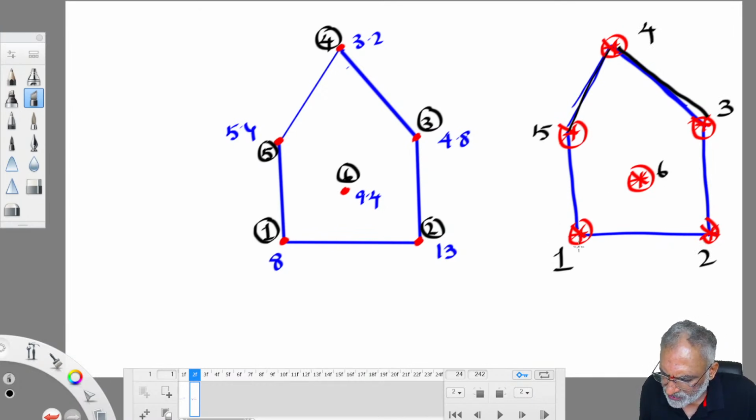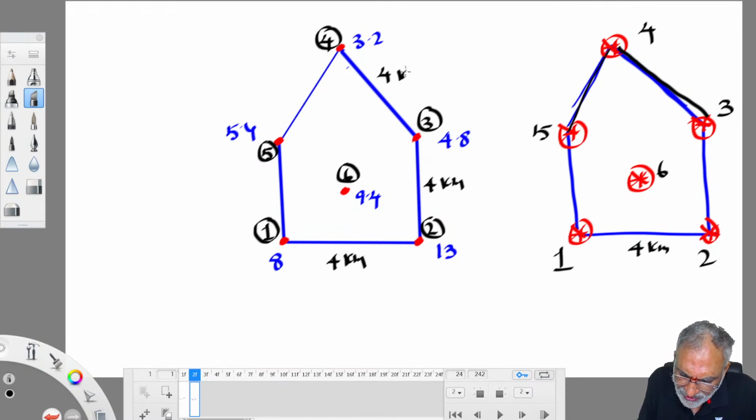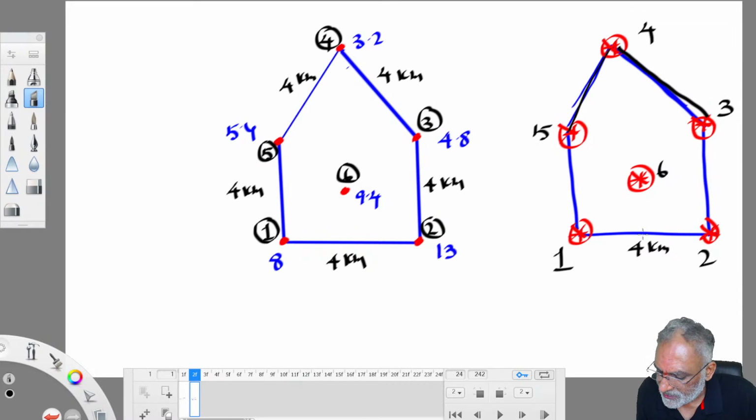For station 1, adjacent rain gauge stations are 5, 2 and 6. Each side is given as 4 kilometers. All sides are equal, and the equilateral triangle also has the same length. All sides are equal, 4 kilometers. So a distance of 4 kilometers or less than 4 kilometers is treated as an adjacent rain gauge station. More than 4 kilometers is not treated as an adjacent rain gauge station.